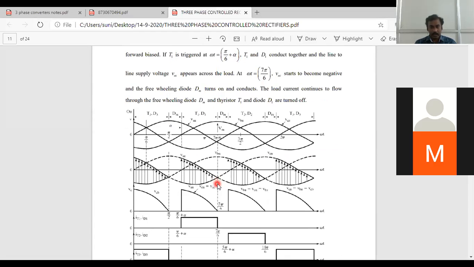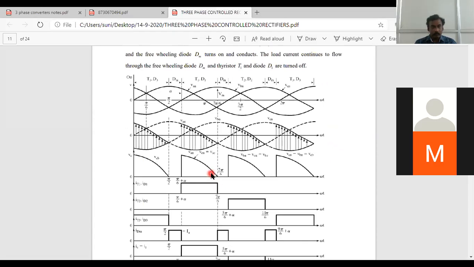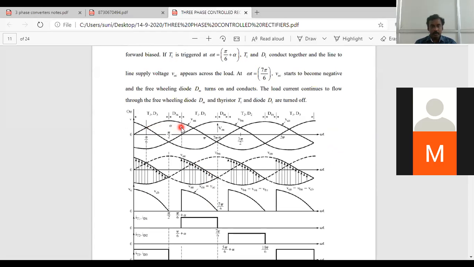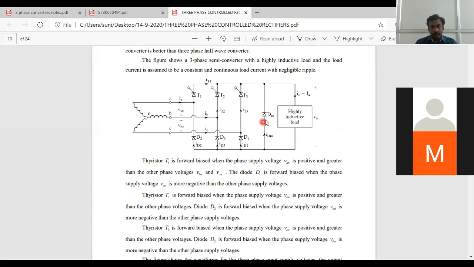Okay, so you can observe that here. From this point to this point, this cross point, it is going to be the conduction for T3. So you may consider here this cross point. So this is going to be for a highly inductive load. Okay, in the case of this highly inductive load, you are going to have the conduction provided. Freewheeling diode operation is going to be provided. So you have the operation provided with the freewheeling diode, and you will have the operation provided with these diodes.